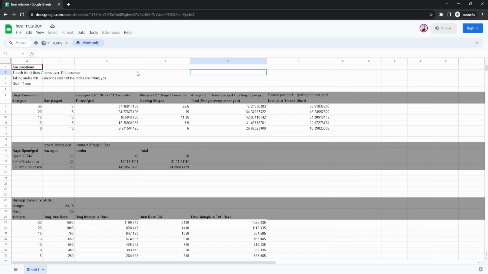For this video, I'm primarily going to be going over situations inside of incarn while pulling a large number of mobs. When to press mangle, thrash, spending rage on iron fur and raze, things like that. And then at the end, I'll briefly go over rotation outside of incarn. That one is a bit more straightforward.